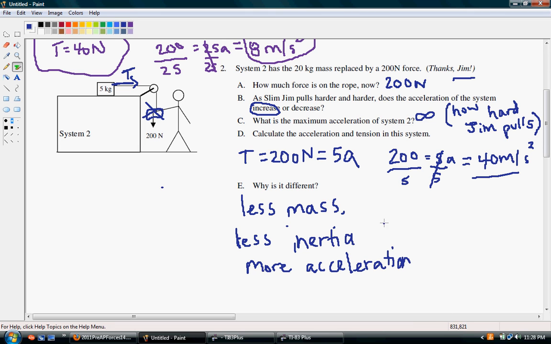Remember, Newton's first law, the law of inertia, means an object in motion will stay in motion and an object at rest will stay at rest. The only thing that affects inertia is the mass of the object. The greater the mass, the greater the inertia. Notice that when in the second system we had less mass, we had less inertia, so it was easier to accelerate.